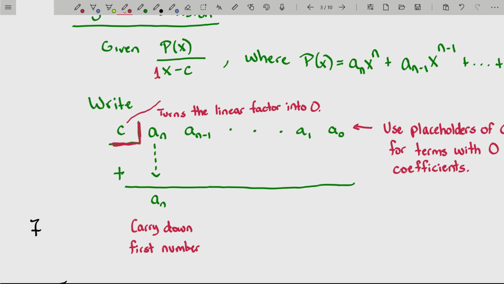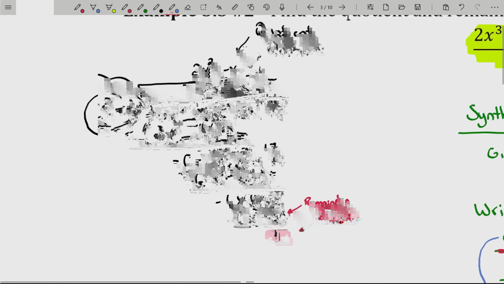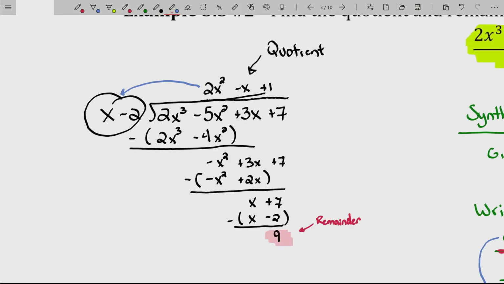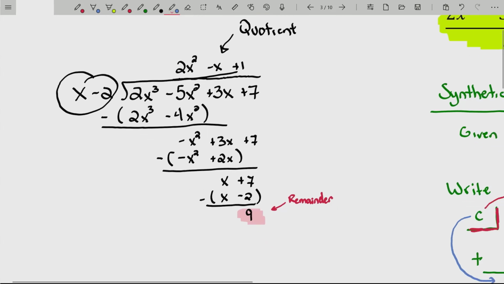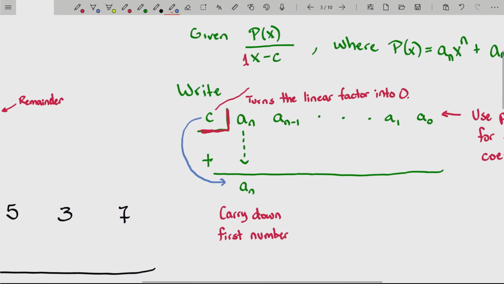Now comes the mathematics. You're going to take this value of c here, and just like in our long division, you would take this and multiply. You're going to do the same thing here. You're going to take this value c and multiply it against a sub n, and you're going to write it right there. I'll write this as c a sub n. And then you're going to add. And then you do the same thing, c times whatever this number is.